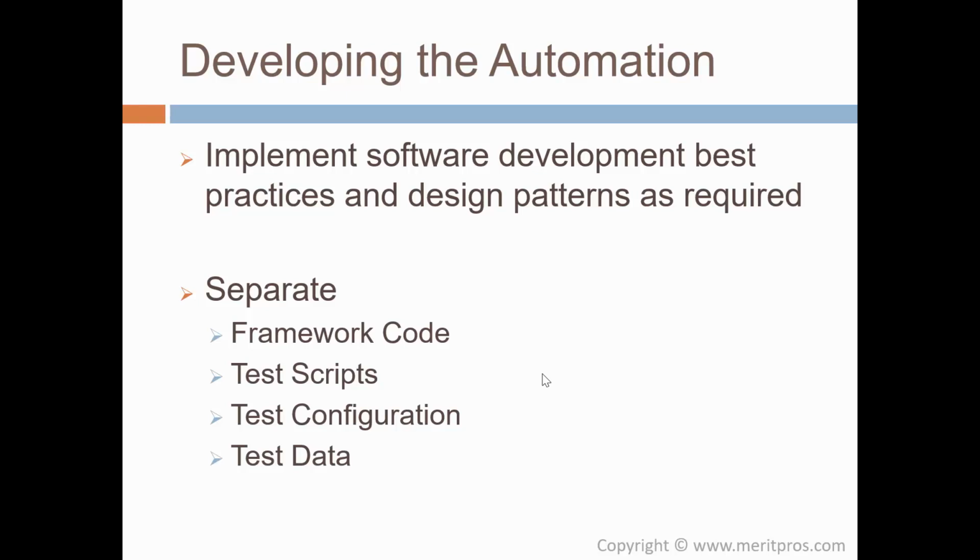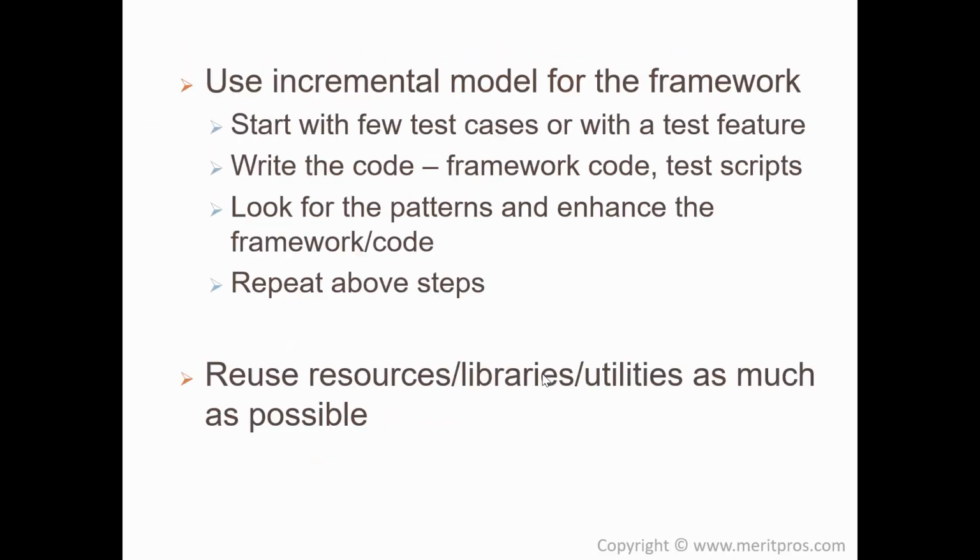Then one more thing is we need to separate framework code, test scripts, test configuration, and test data. Each thing needs to be separated so that if there is any issue, we can go to that separate area and identify and fix. So separate framework code, that is your automation code, then separate test scripts, then test configuration and test data. So have everything separated.